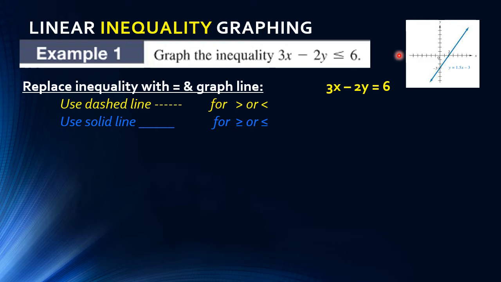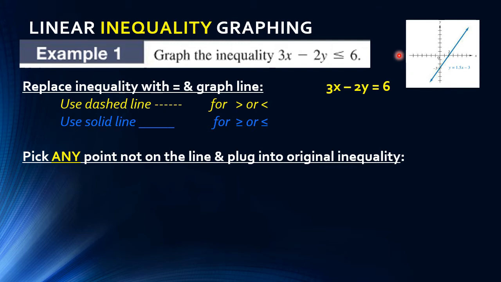And we saw this in the last example, when we were reminding ourselves how to graph a line. Now what we do after we've graphed the line with a dash or a solid line is we pick any point that is not on the line and plug it into the original equation. So we can see this line here. We can find any point that's not on the line, for example, the origin.